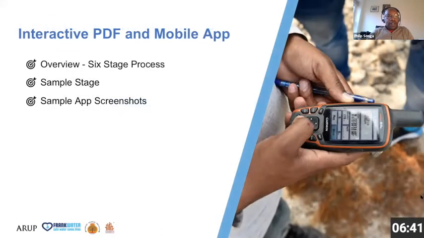So just looking at the toolkit, which is contained within an interactive PDF document that you can download and use and share, have on your laptop, in your tablet, or you can use the more condensed version within the mobile app. They tend to do the same things. We provided the flexibility for people to choose whichever works best. We'll have a brief overview of what we call the six-stage process, which is at the center of the toolkit. We can look at a couple sample stage and then some screenshots from the app as well.